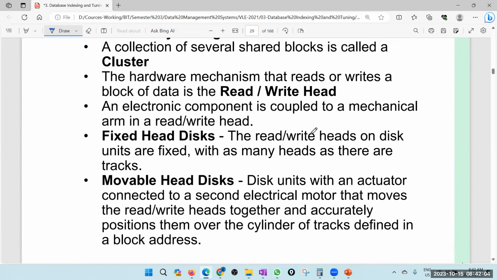Right. So there are different types of hard disk, like fixed hard disk, movable hard disk, clusters, and so on. We don't need to go into the details of how these different mechanisms work. For you, the only thing is to understand that we read a block of data into memory, and if it is retrieval, you get it from memory, or you just update the block and write it back in case of insert, update, and delete. Okay.